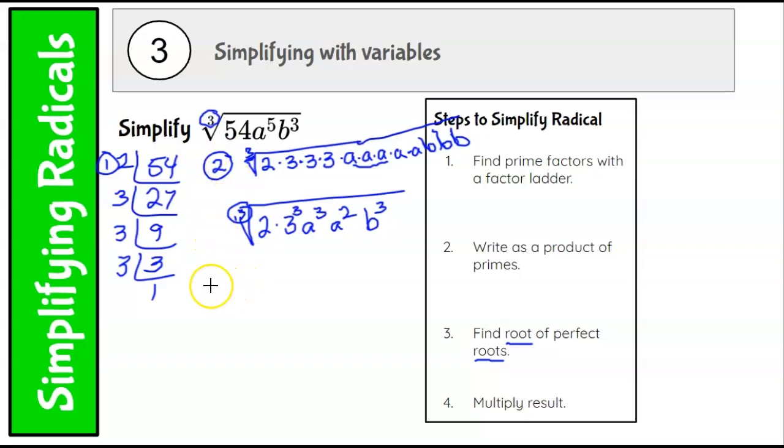So this was step 2, and then step 3 is to go ahead and find the root of your perfect roots. So I can take the root of this, and I can take the root of this, and I can take the root of this. And then everything else is going to be on the inside. So there was a 2 that didn't have a group of 3, and then there was an a squared that didn't have another a to be grouped with. And then multiply the result. But I don't really need to do that because it's already multiplied. So that's my answer.